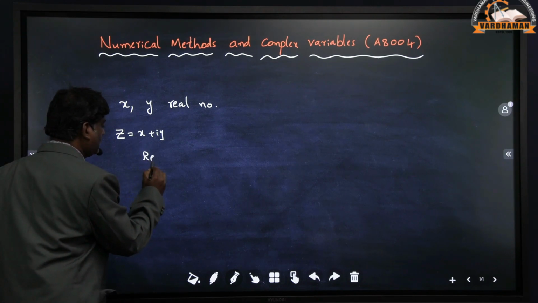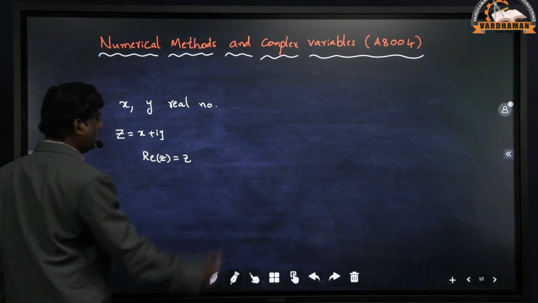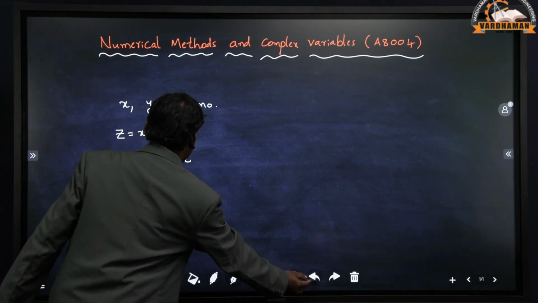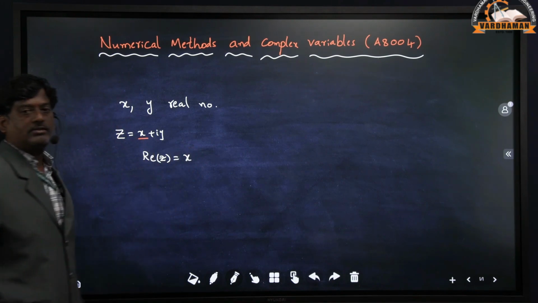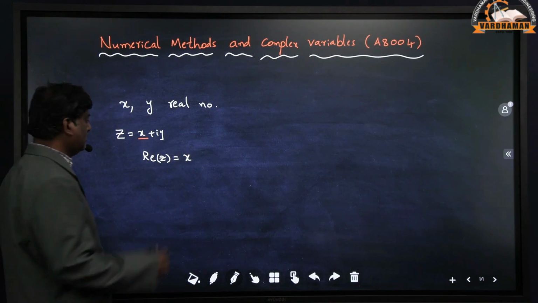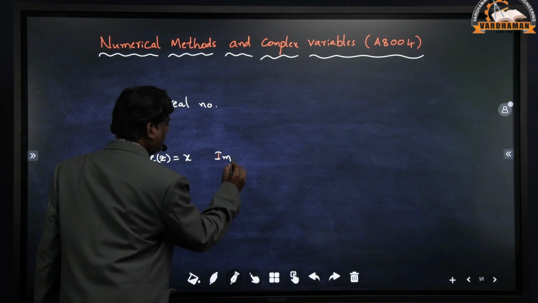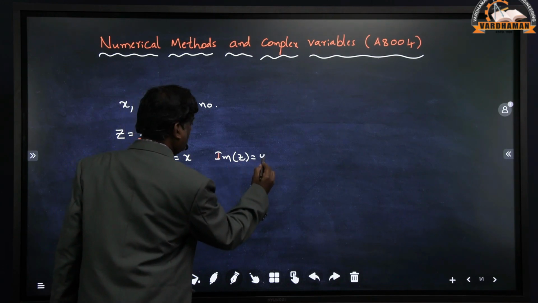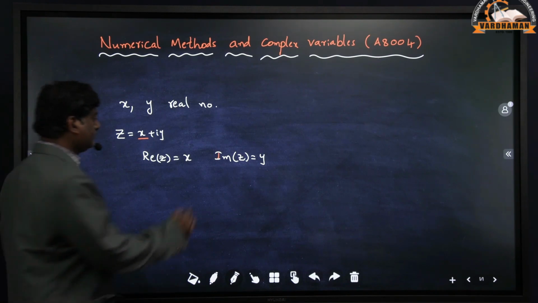You write x as the real part of z, that is Re z. The real part of z is x. Next, the imaginary part of z is equal to y. So the imaginary part of z is y here.